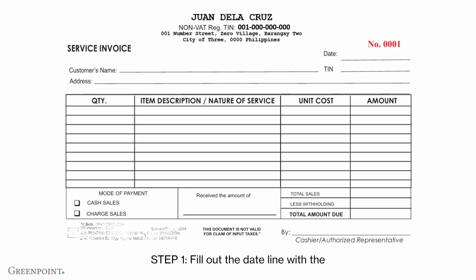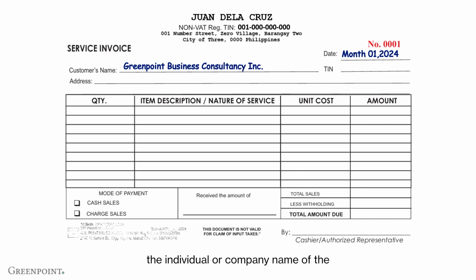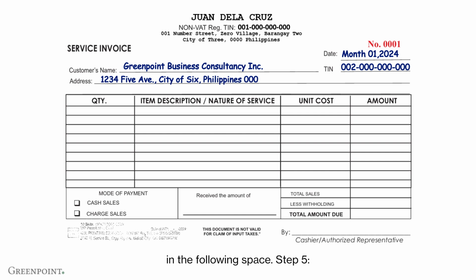Step 1. Fill out the date line with the date you received the payment. Step 2. Following "received from," indicate the individual or company name of the payer. Step 3. If the payer is a VAT registered entity, get the payer's TIN and input it in the corresponding line. Step 4. Get the payer's business address and input it in the following space.